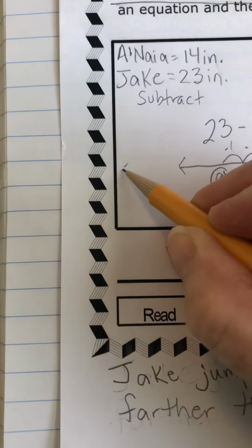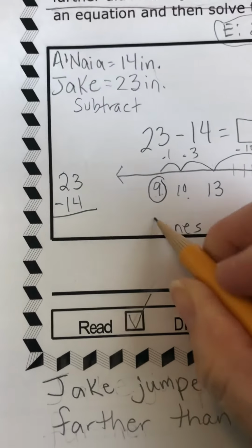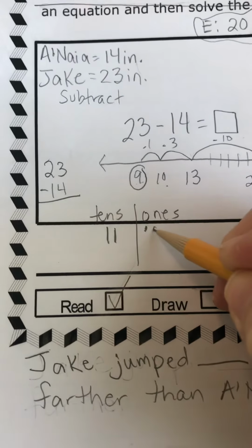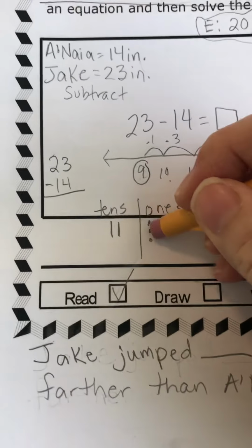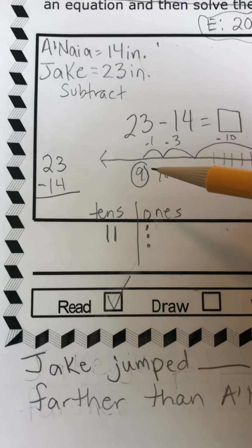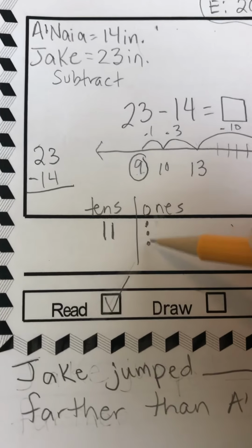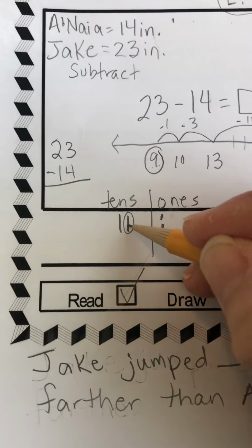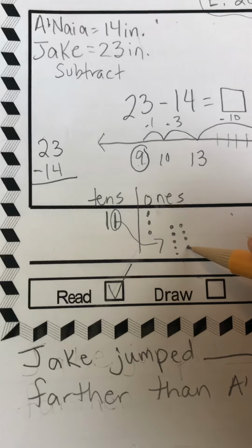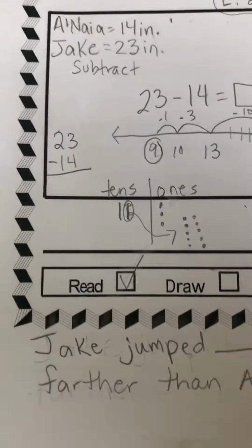Or you could set it up vertically like this. And here's your ones for the place value chart and tens. So Jake was 23. And we want to take away Anaya's amount to see how many more inches his distance was over hers. But we can't take away 4 ones right now because there's only 3 ones. So we have to unbundle this 10 and break it into 10 ones. Okay, so that's gone. We've unbundled it into 10 ones. Now we can take away 4.